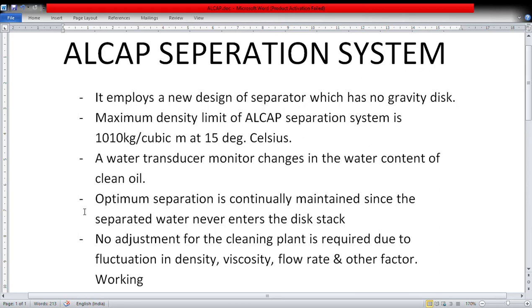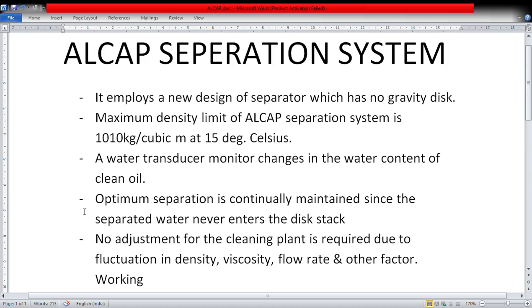So in this video, we'll discuss the ALCAP separation system. As I mentioned in my shorts about the ALCAP separation system, just in a gist, here we'll discuss in detail what this new concept of ALCAP separation system is. Somewhere I have just mentioned the bullet points, so please pay attention to what I speak also.